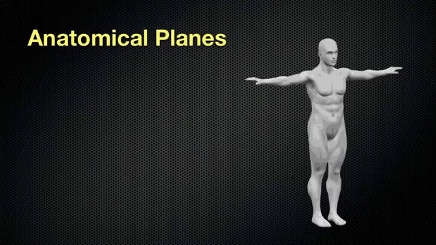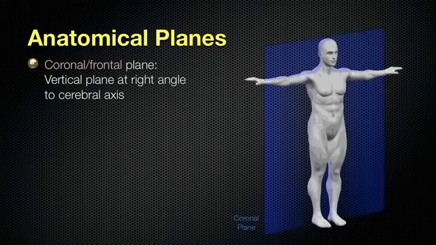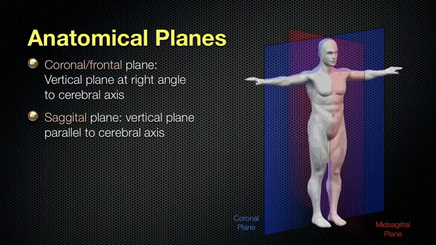Types of planes that we have. First, we have the coronal or the frontal plane, and that's a vertical plane at a right angle to the cerebral axis, and you can see that plane here. And then if you go at a right angle to that, of course, we have the sagittal plane, which is a vertical plane, but it's parallel to the cerebral axis, and you can see that plane over here.